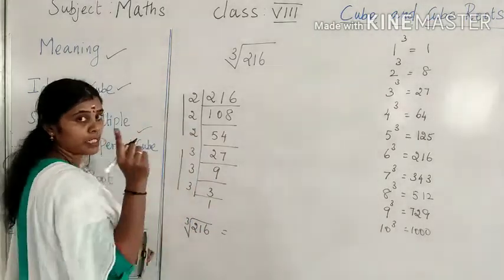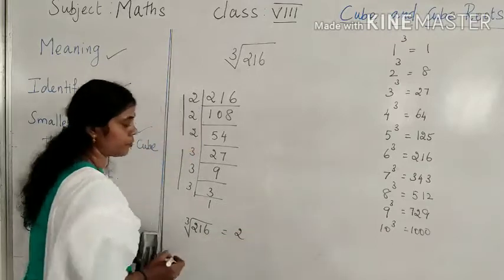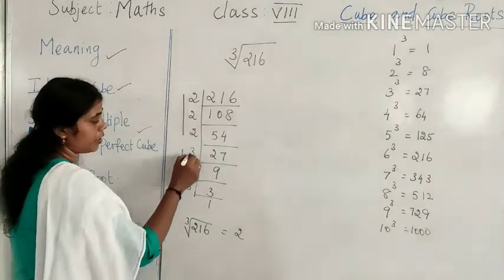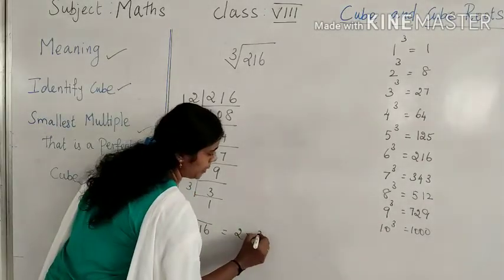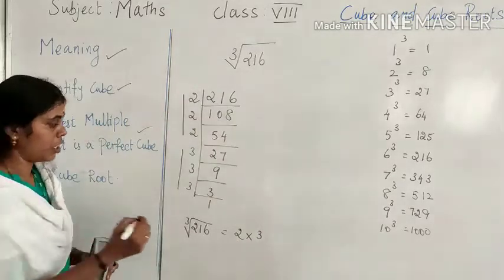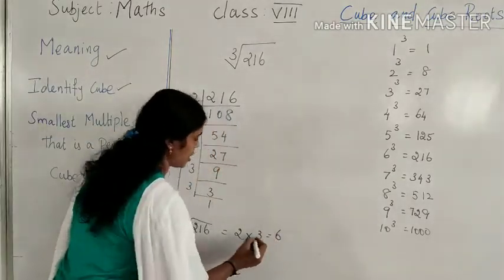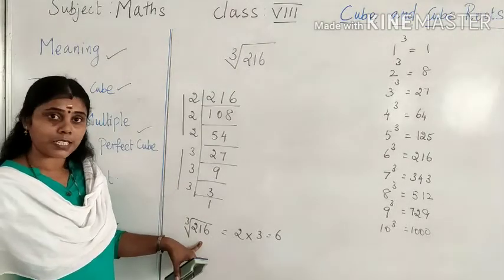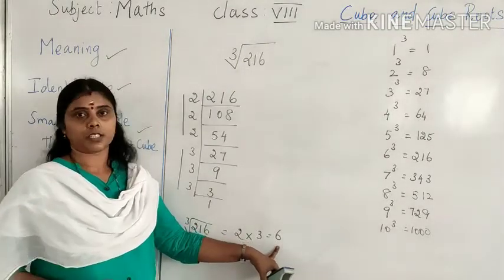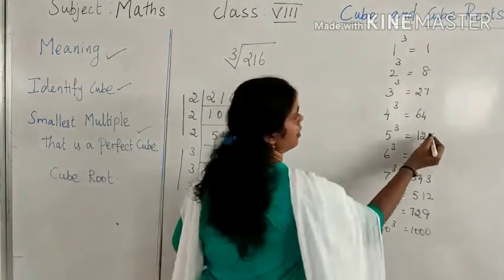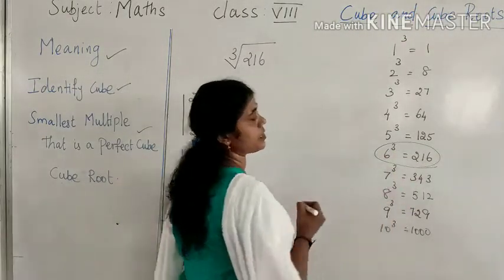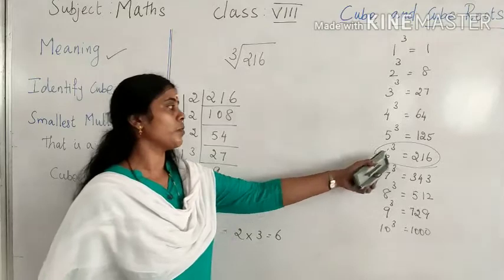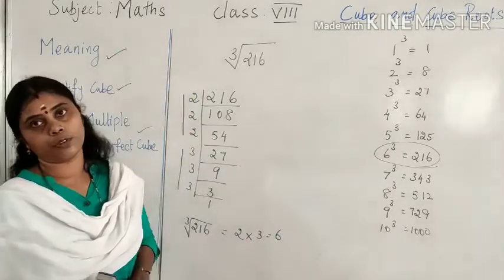2, 2, 2 is considered as 1 pair. From that we are taking 1, 2. 3, 3, 3 is considered as 1 pair. From that we are taking 1, 3. So 2 into 3 is 6. So the cube root of 216 is 6. Okay? See, the reverse of cube is cube root.